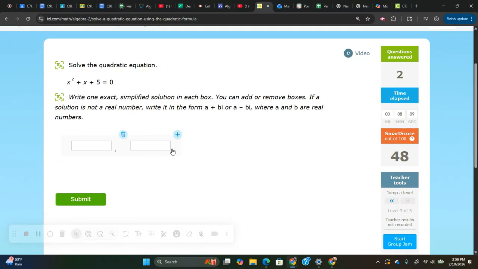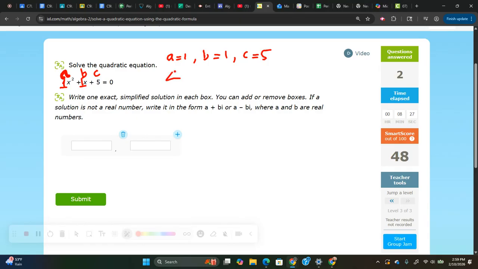Okay, this is the next problem over here. Let's identify A, B, and C. If you don't see a number, it's a hidden number 1, you guys. So A equals 1, B equals 1, and then C equals 5.